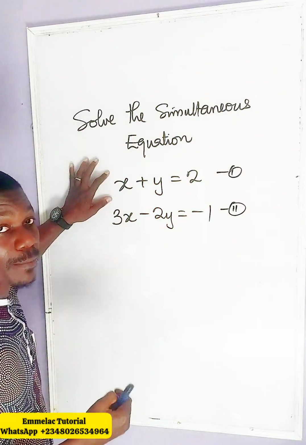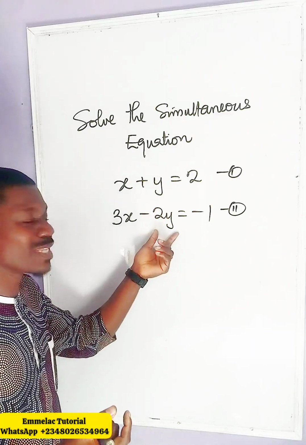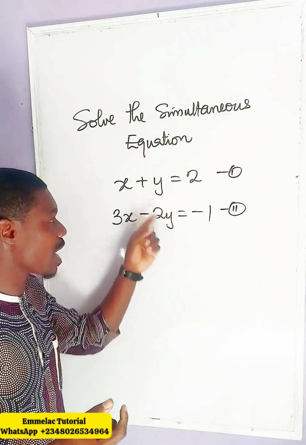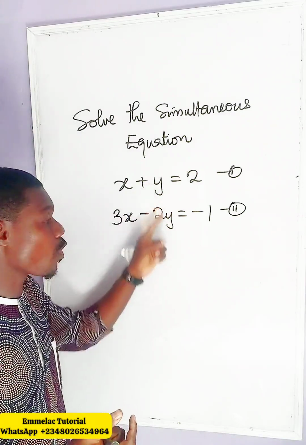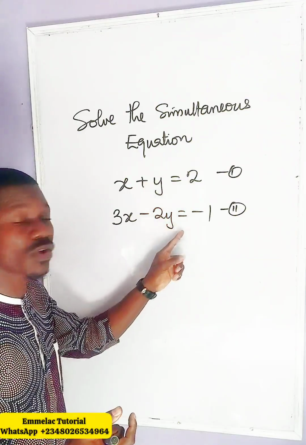Multiply equation 1 by 2. And why are you multiplying equation 1 by 2? It is for us to eliminate y, so that we have the same coefficient of the y variable in both the first equation and the second equation.